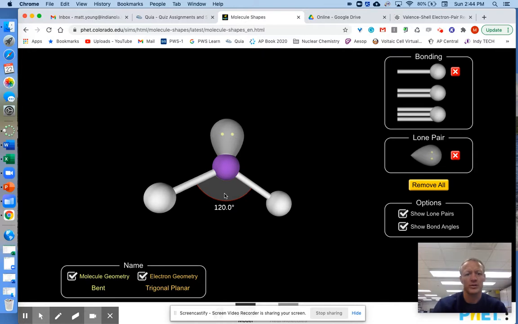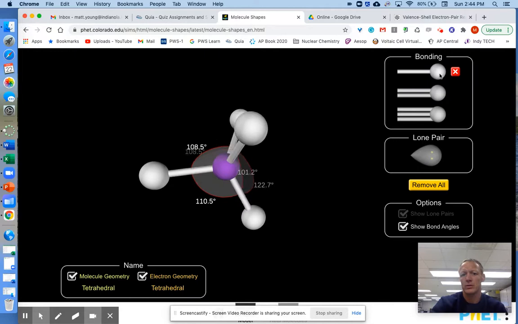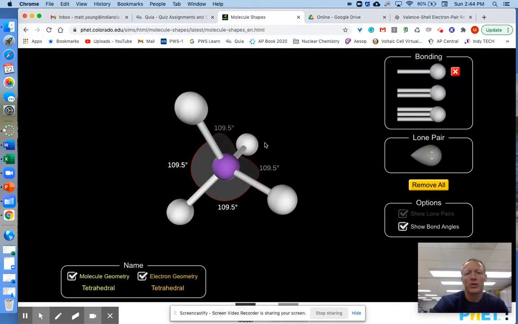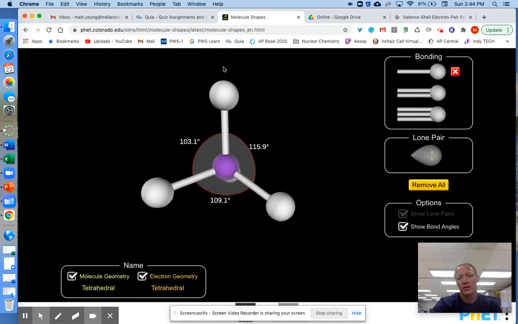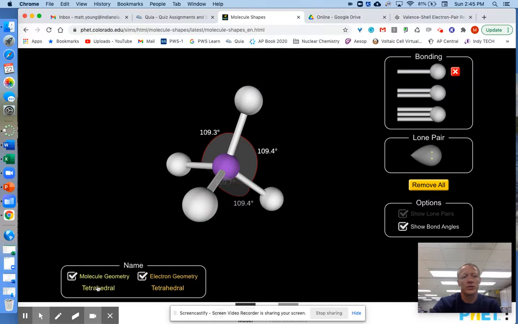Let's go to 4 pairs around the central element. So let's start with 4 shared pairs. So now we have a central element with 4 shared pairs. Notice your bond angle is not 90 degrees. It's a little bit bigger than 90 degrees. It's 109.5. Okay, you do need to know that. It's a 109.5 degree angle. And again, it's 4 shared pairs. So molecular geometry is tetrahedral. Electron geometry, tetrahedral. Tetra meaning 4.